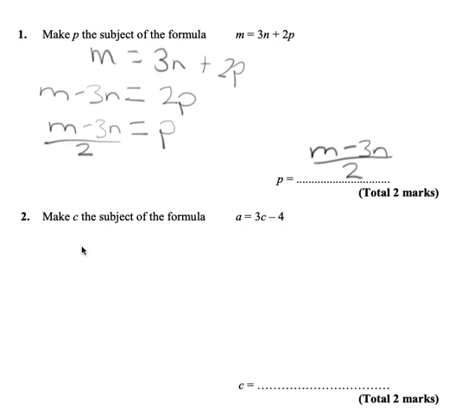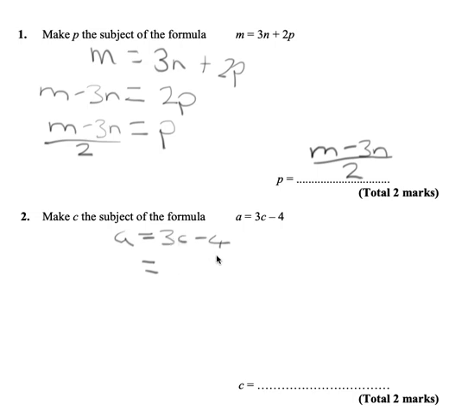Okay, we'll jump straight into question 2. Make c the subject of the formula a is equal to 3c minus 4. So similar sort of thing, we will write the question out. a is equal to 3c minus 4. First thing I'm going to do then, get this 3c on its own. Why do I need to do that? Well, because I need to eventually get c. So I need to eliminate everything that isn't associated to c. So how am I going to do that?